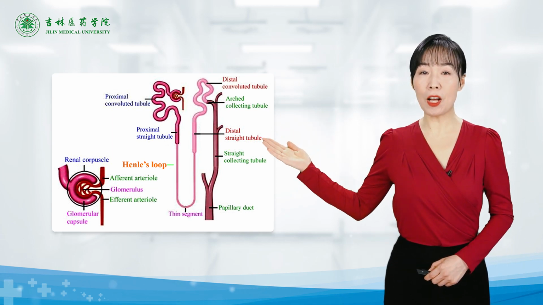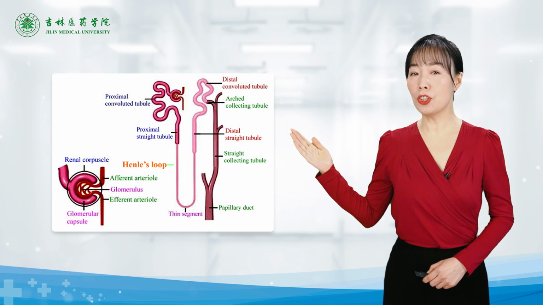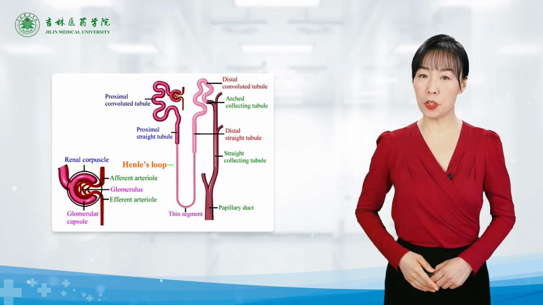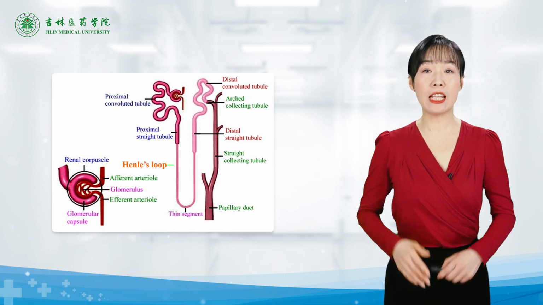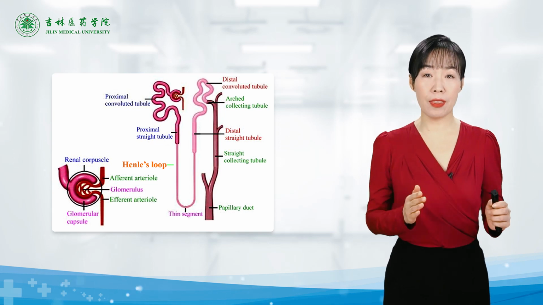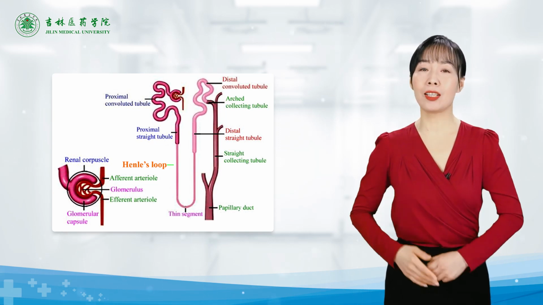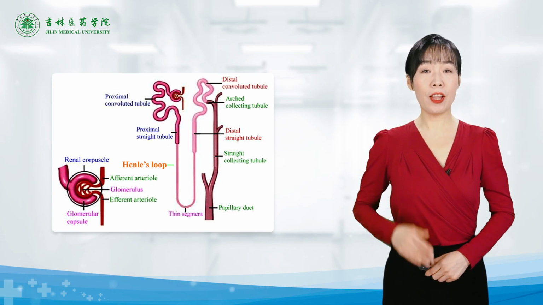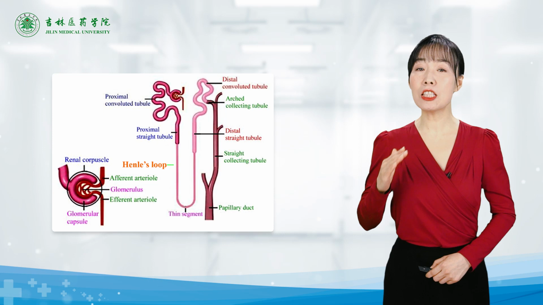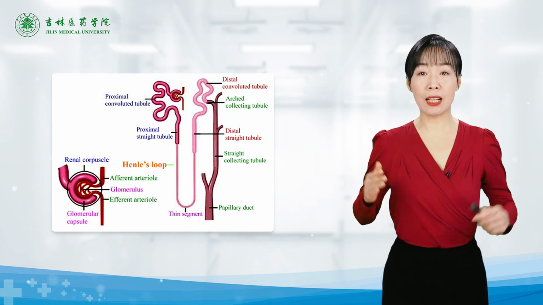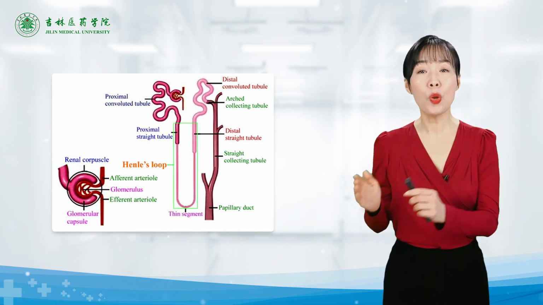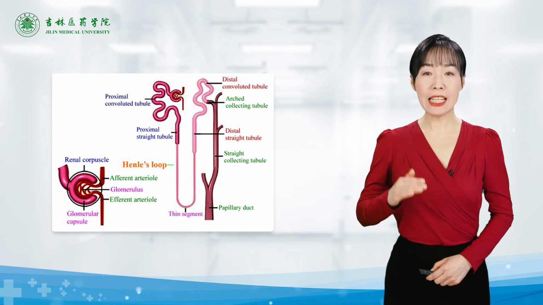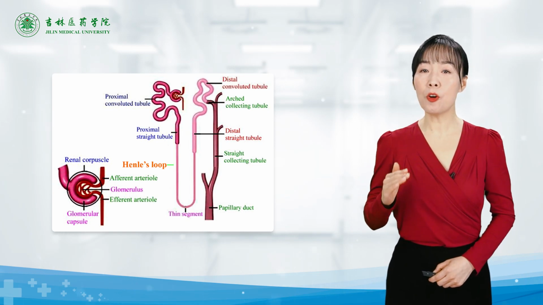The renal corpuscle, proximal convoluted tubule, and distal convoluted tubule are distributed in the cortical labyrinth or the renal column. Proximal straight tubule, thin segment, and distal straight tubule constitute the henle loop, located in the medullary rays and renal pyramids.